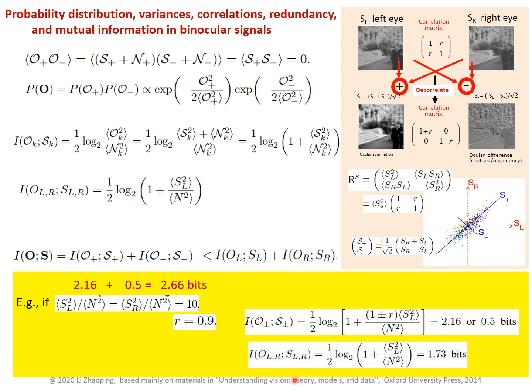However, we can do the same calculation between the left eye output and input, and right eye output and input. Put that in using these values. It's 1.73 bits for each channel. Put this into that, you add them together, that's 3.46 bits, and this is a bigger value than that. Now you can just calculate how much is the redundancy in the original output channels OL and OR. It's this way. And of course, there is no redundancy in the O plus and O minus coordinate system.